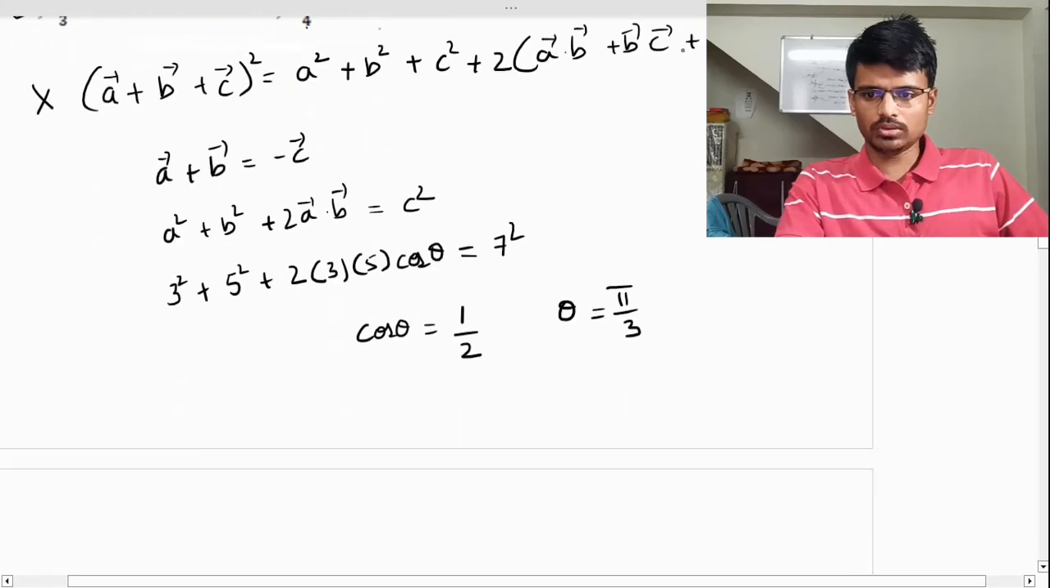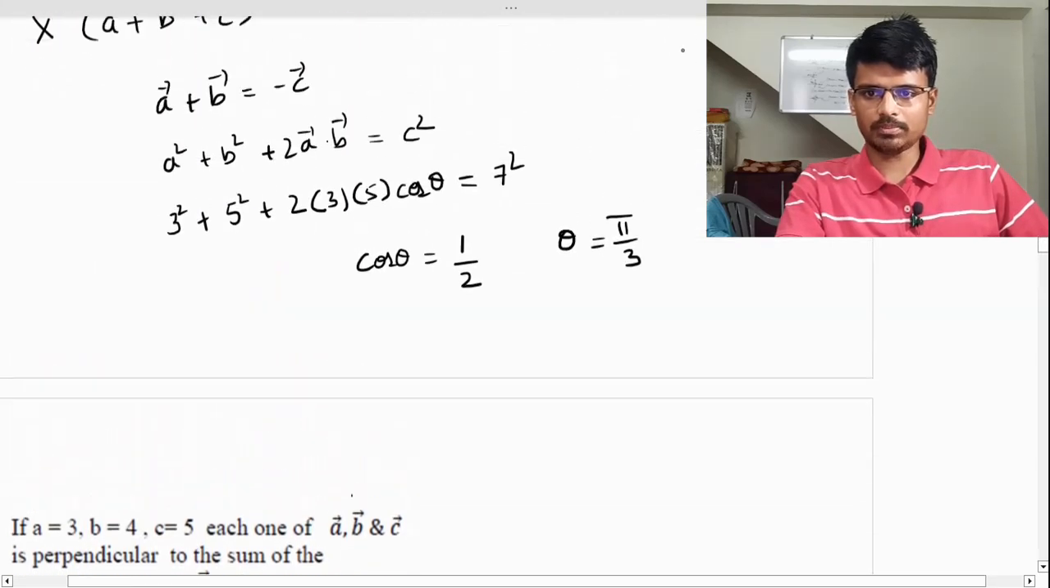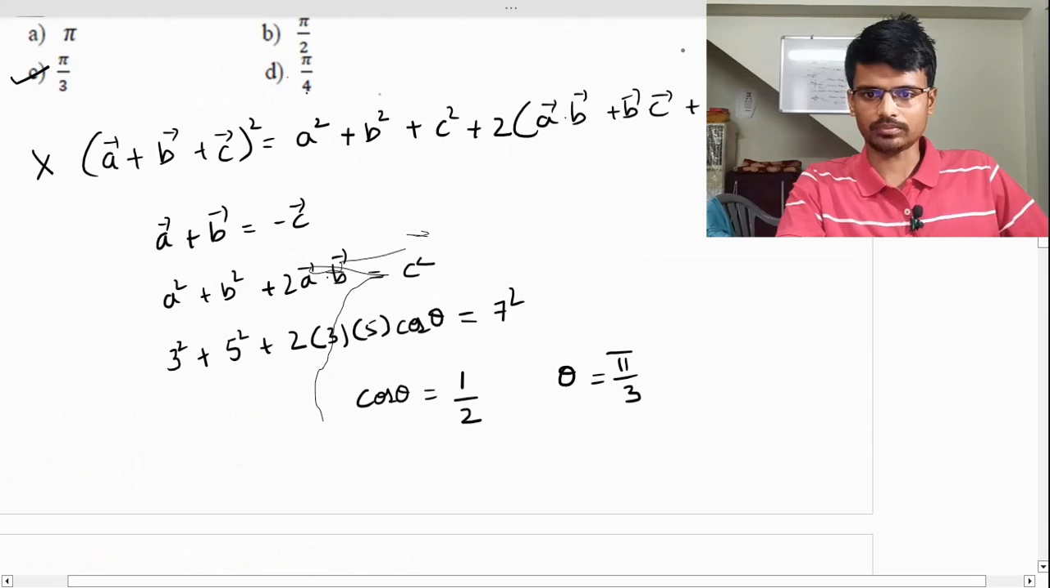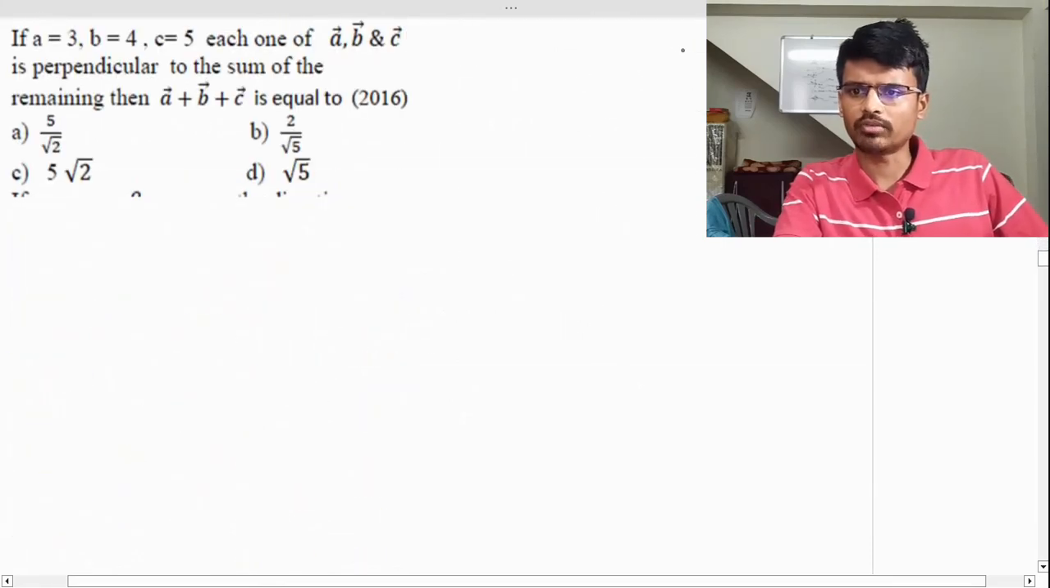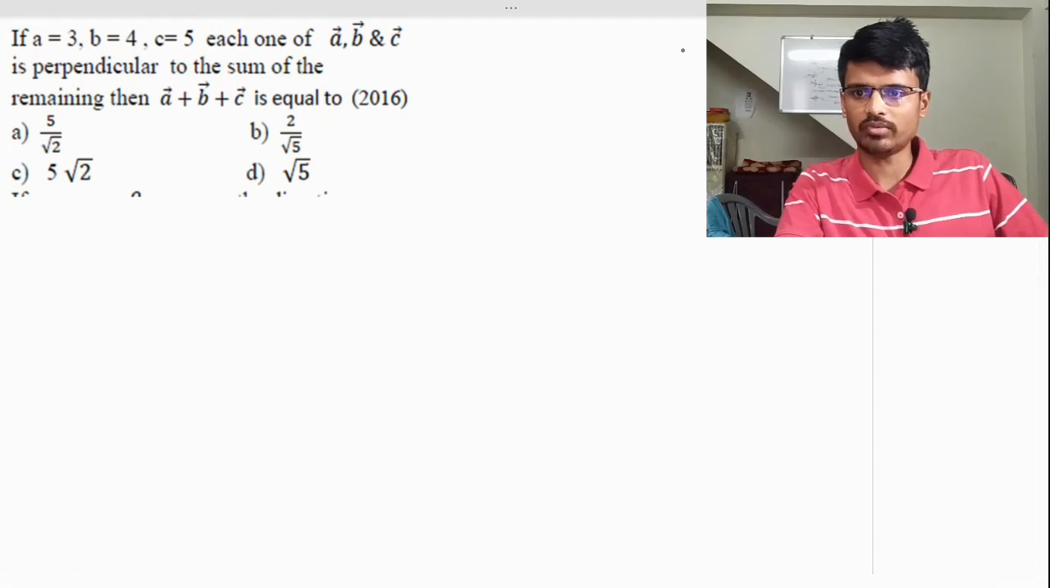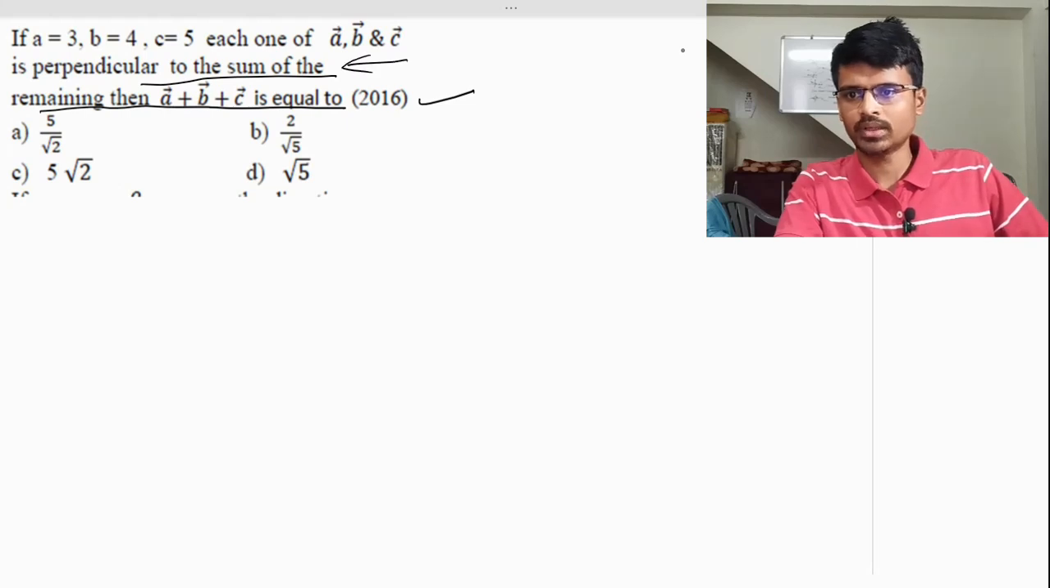Let's move on to the next question. So in this step, I have actually done squaring. Okay, so I have done squaring on both sides and solved the question. So again, here what we have got is 3 vectors a, b, c. The magnitudes are given. Each one of the vectors is perpendicular to the sum of the remaining. Then a bar plus b bar plus c bar is equal to. Okay, so this information is important. So each of the vectors is perpendicular to the sum of the remaining.